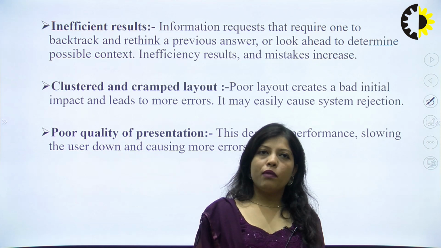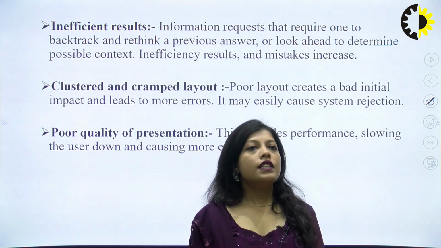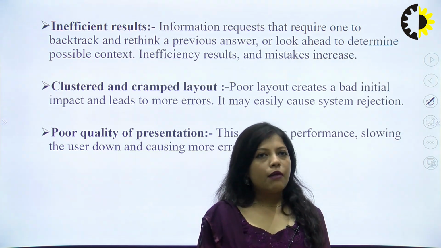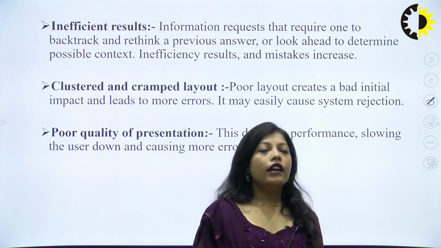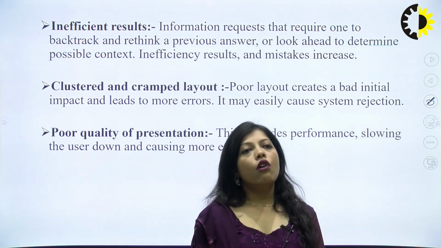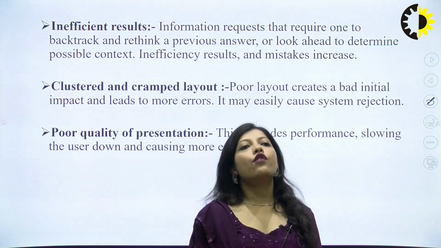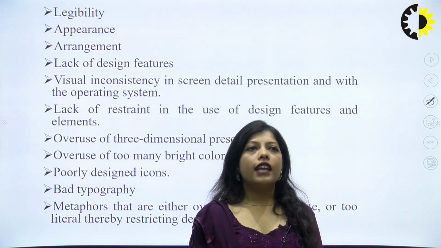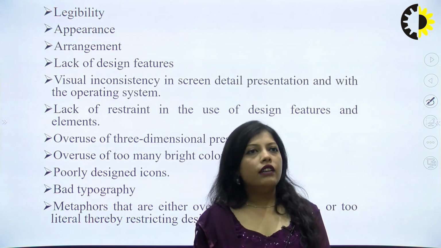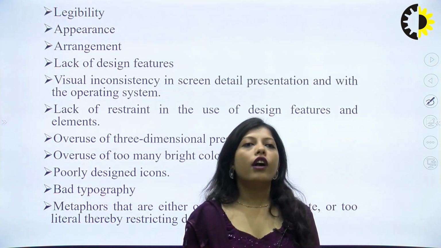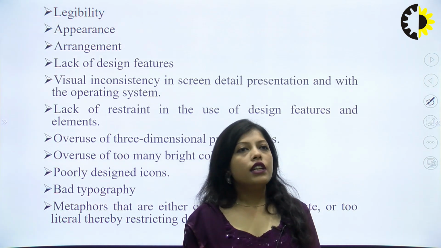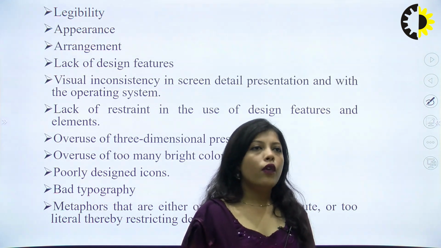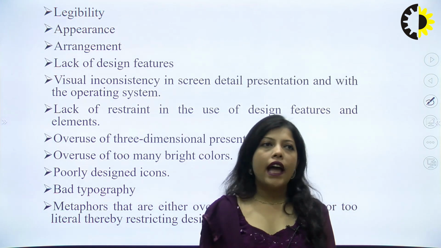Next is poor quality of presentation. Poor quality of presentation means the screen which you present to the user is of poor quality. This also degrades the performance, slows the user down and causes many errors, or this also distracts the user because of the poor quality of presentation. So there are some varieties of distractions like legibility, appearance, arrangement, lack of design features, meaning you are not using a proper design, visual inconsistency in screen detail presentation and with the operating system, lack of restraint in the use of design features and elements.